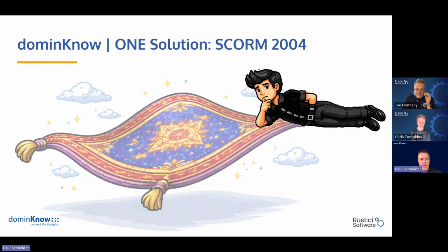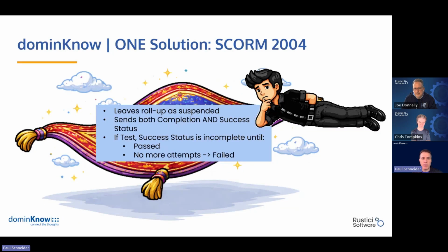So some things that we do to try to help you with that particular situation in SCORM 2004 in dominKnow is, one, after many years, we actually just pretty much leave the roll-up in suspended. And so it remembers where you left off and everything, and this usually handles almost all cases. If for some reason it doesn't, there's a setting you can go ahead and change there.